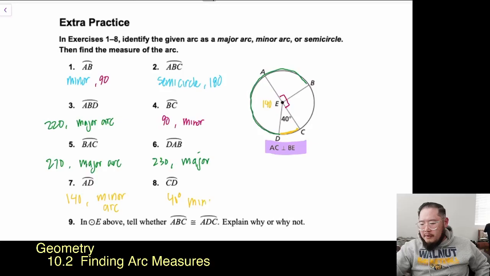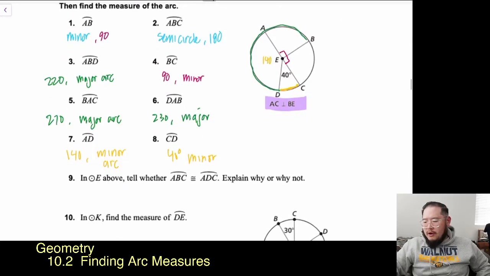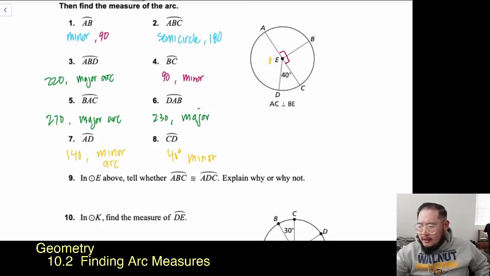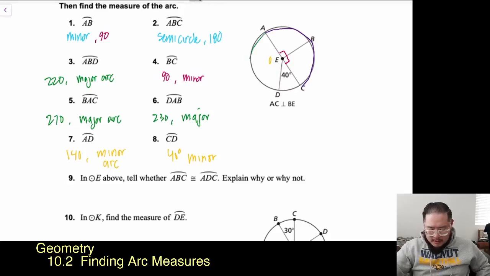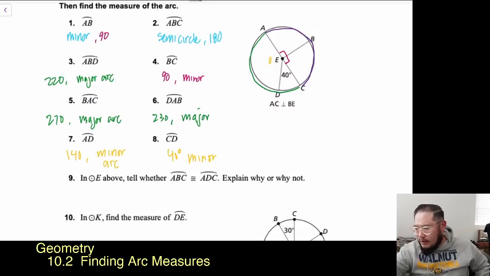All right, next up, let's go to number 9. In circle E above, tell whether arc ABC, so let me go ahead and erase some of this. And they're saying, is arc ABC congruent to arc ADC? Okay. And so hopefully we can say why. Don't forget, explaining is equally as important. And remember, from the get-go, we talked about this A to C and the importance of that.